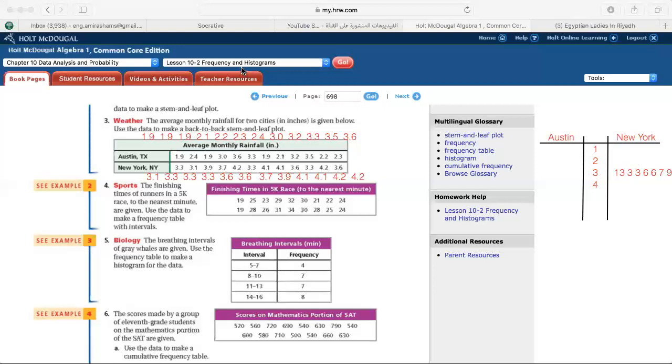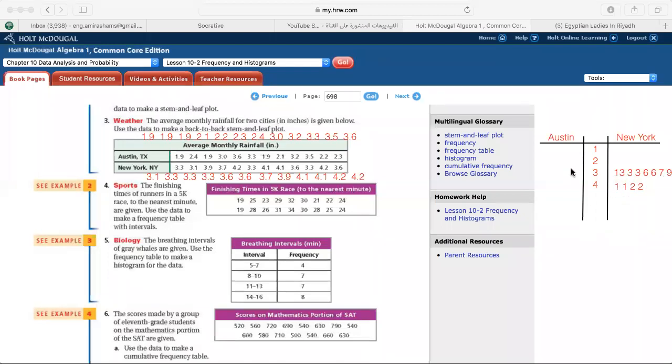Okay, what about the 4? I have 4.1, last digit is 1, 4.1, another 1, last digit is 1, 4.2, the last digit is 2, so I'm going to write 2, 4.2, the last digit is 2, so I'm going to write 2.